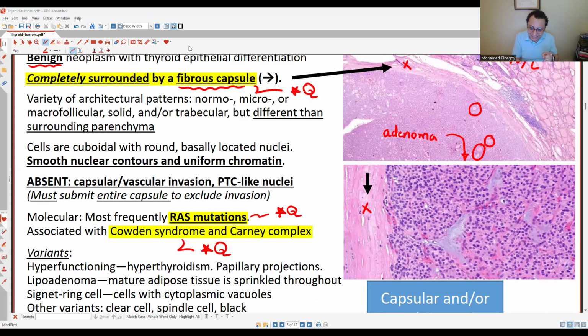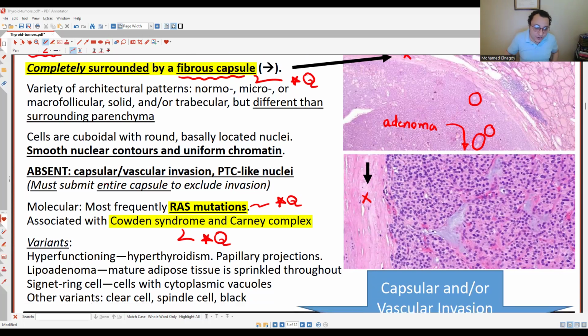The key is what tells you whether it's follicular adenoma or follicular carcinoma. It doesn't depend on how malignant the cells look. It depends on capsular invasion and vascular invasion. So capsular invasion or vascular invasion, these are the two things.